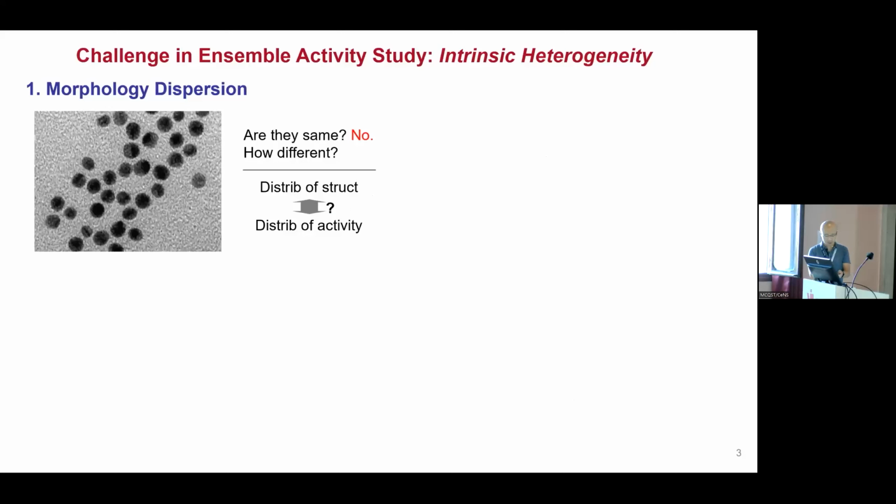Now, there's an intrinsic challenge in these ensemble activity studies of nanoparticle catalysts that comes from their intrinsic heterogeneity. First of all, if you look at a population of nanoparticles, there's always a morphology dispersion. Different particles have different sizes, different shapes. So a natural question one can have is, do these particles actually have the same activity? Now, the answer is expectedly no. But more important is, how different are they? Can we correlate the distribution of structure with their distribution of activity?